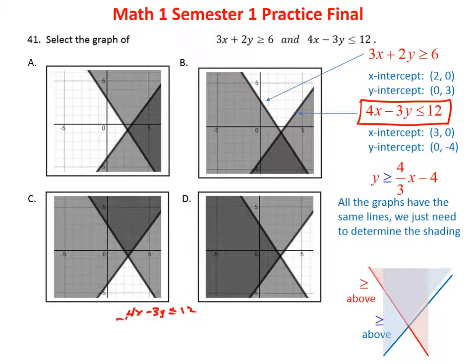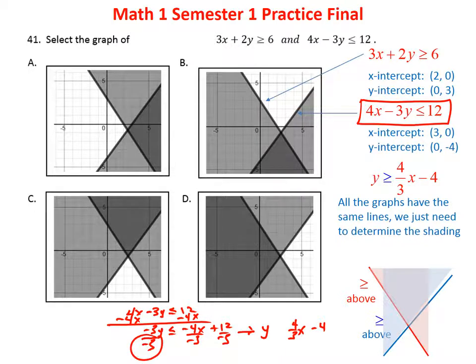But when I solve it, if I subtract 4x from both sides, I get minus 3y is less than or equal to minus 4x plus 12. Then to undo this, I have to divide by minus 3. That gives me y is greater than or equal to 4/3 x minus 4. The problem is, because I divided by a negative, my sign has to switch around. So that's why this becomes greater than, even though up here it was less than or equal to. But in actuality, down here my shading is correct.